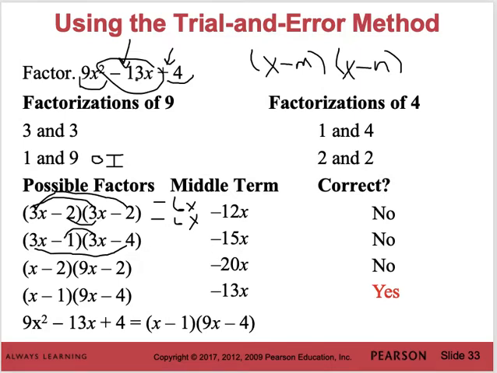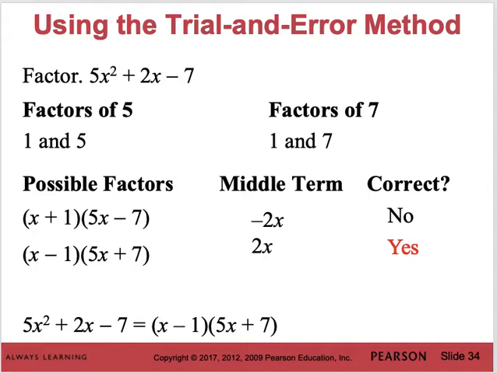And that's not right. I'm looking for negative 13. So that's why it's no. Outside term is negative 2. Inside is negative 18. And that gives me negative 20. So that's a no. Outside is negative 4, inside is negative 9. That equals negative 13. So bingo, there's our factored solution.